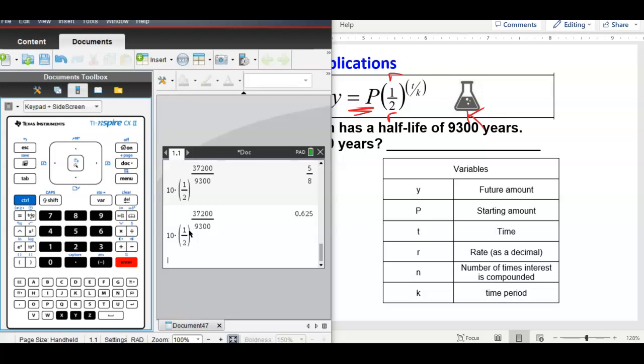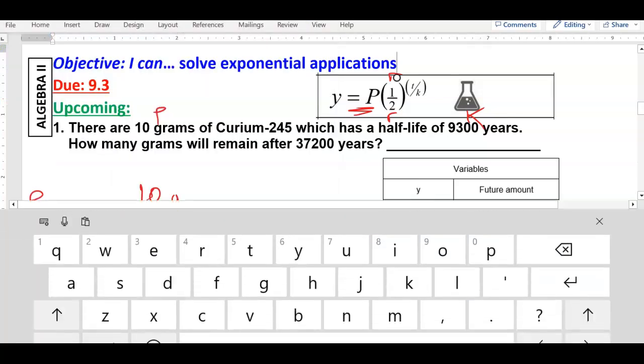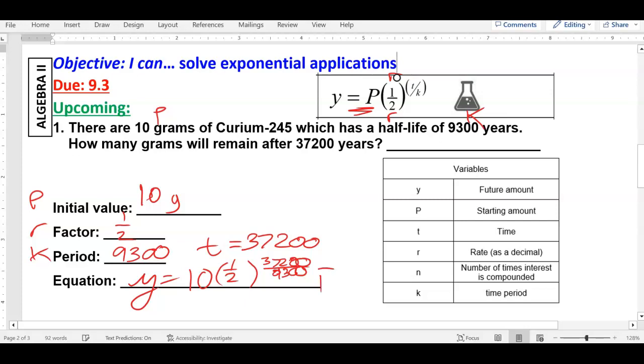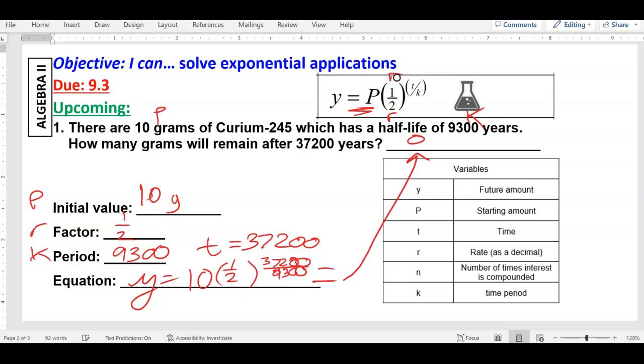All right. Well, anyways, so what did we get here? 0.625. So we got 0.625. That is how much curium-245 is left after all that time. I know it's a weird small number, but if you start with 10 grams and it keeps halving and halving and halving, that's what happens.